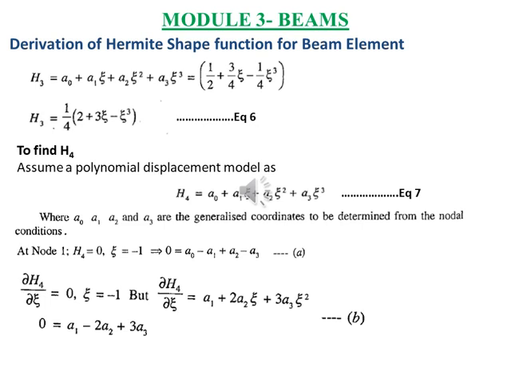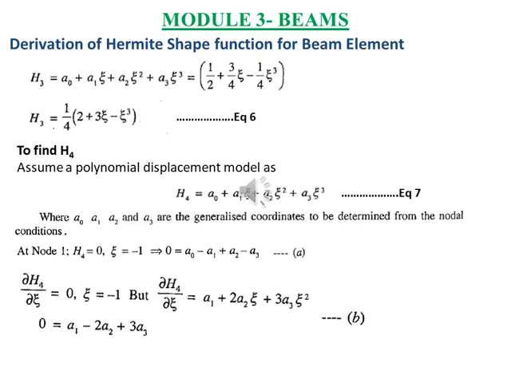Next step is to find the last function H4. So again let me assume a polynomial displacement model for H4, that is equal to A0 plus A1 zeta plus A2 zeta square plus A3 zeta cube. So this is equation number 7. Now A0, A1, A2 and A3 are the generalized coordinates and these are required to be determined from the nodal conditions.